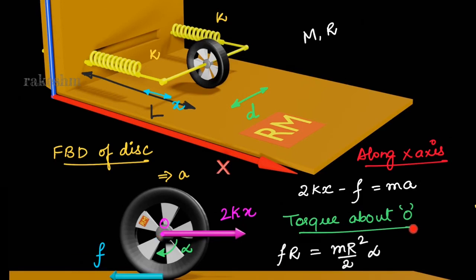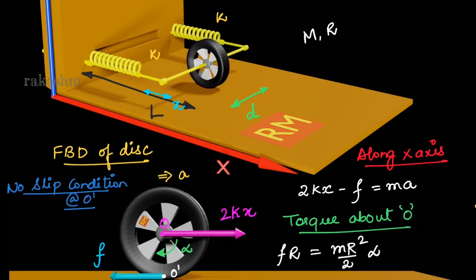Next, the torque about the center O. So the torque about O due to this force F is F into R. The torque due to 2kx is 0 because it passes through this point. So F into R equals I, the moment of inertia of the cylinder about its center, which is mR square by 2, into alpha. So torque equals I about O into alpha.